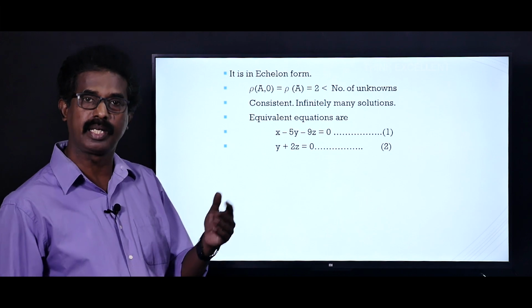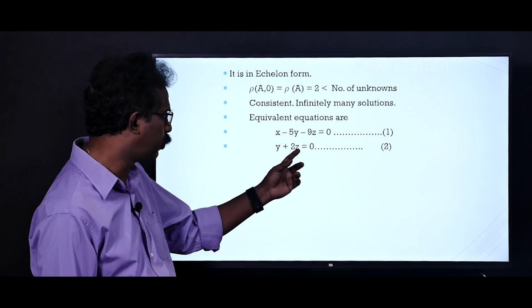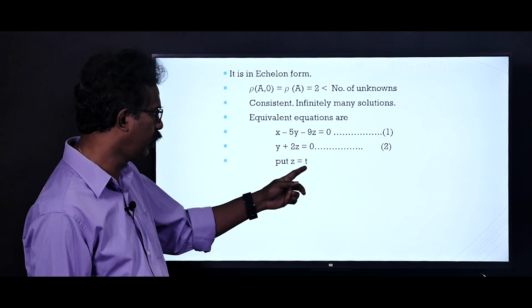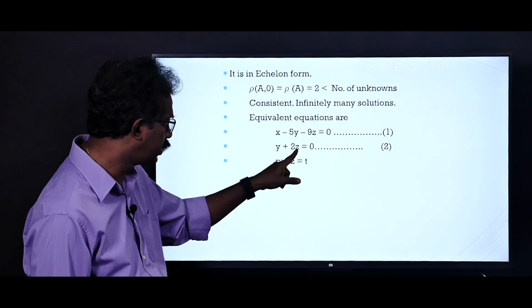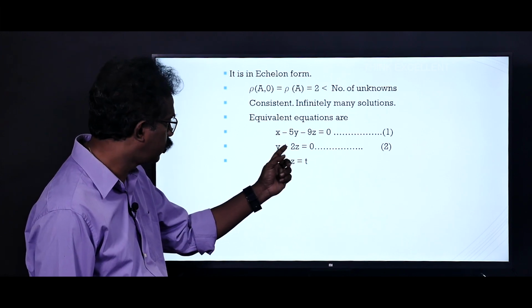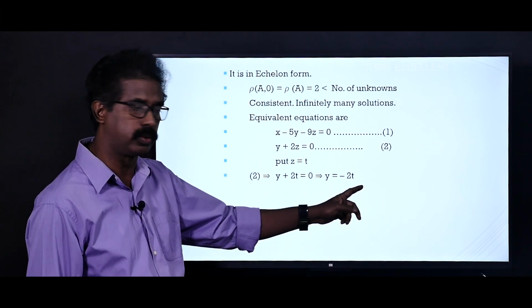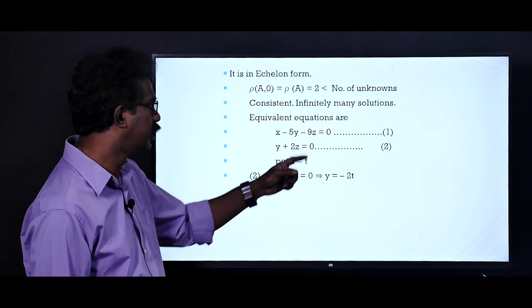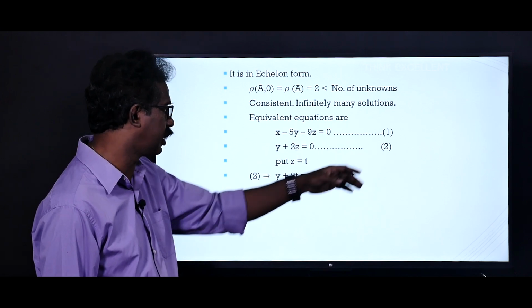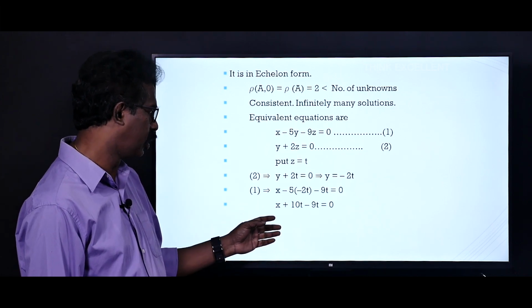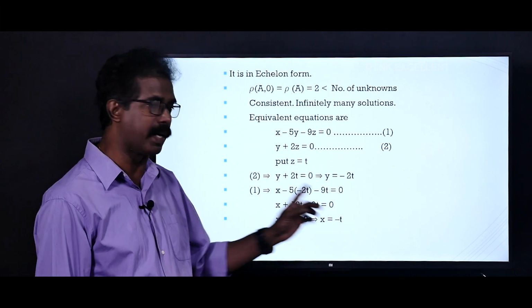So what we do? Already you studied. Put Z equal to T. Second equation you substitute. So 2T. Take that 2t to the right side, so y equal to minus 2t. Now y value and z value, you know, substitute the first equation, take it to the right side, you will get x value also. And this is your x value minus t.